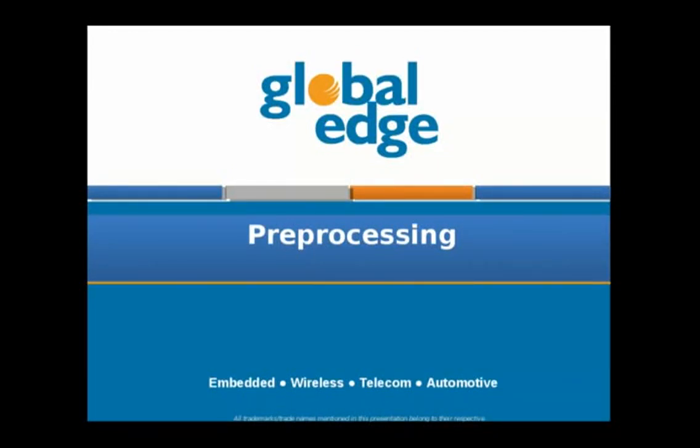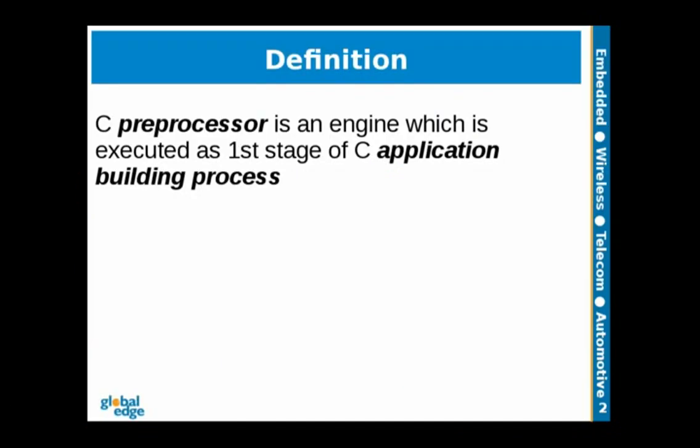Well, now we will start with the pre-processing. So we will discuss what pre-processing is and where it comes in the sequence of the building process, right? Okay, now the definition. C preprocessor is an engine which is executed as the first stage of C application building process.